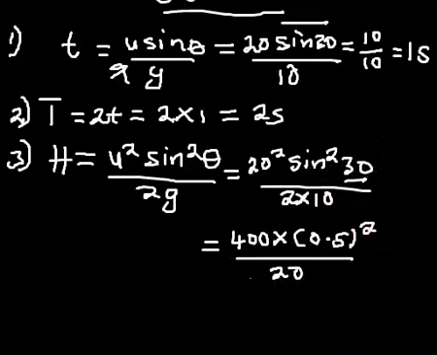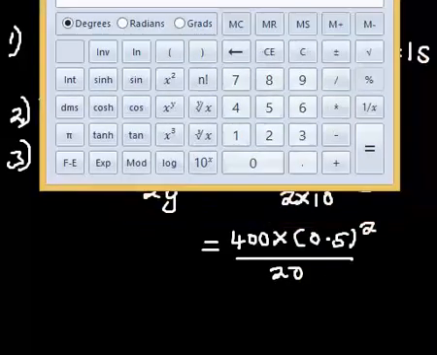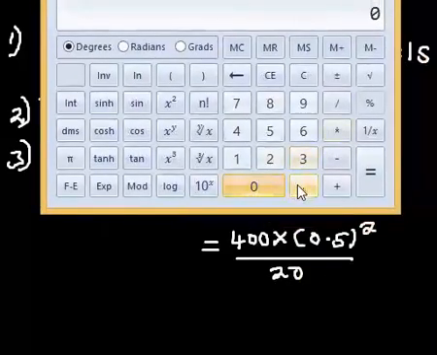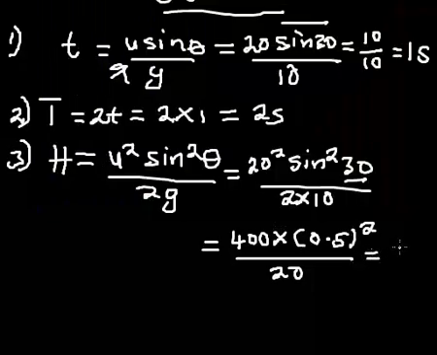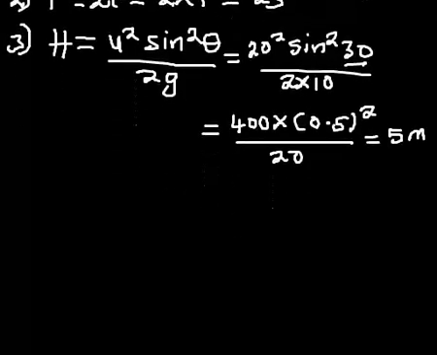Let's get our calculator. So I will do 0.5 square multiplied by 400, then divided by 20. So I have 5, of course, that's meter, the maximum height.